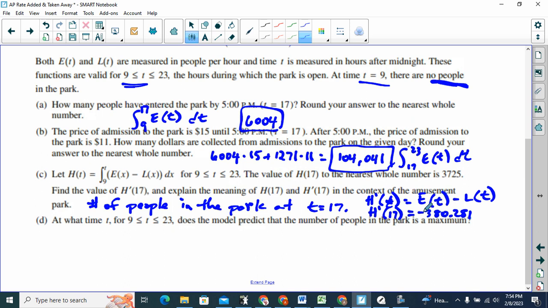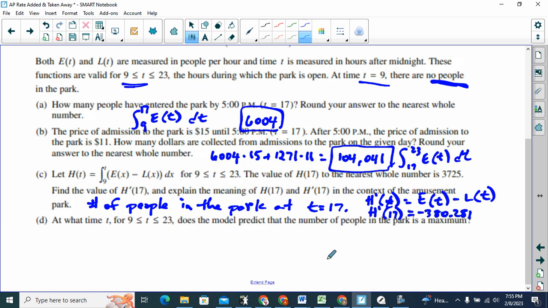Explain the meaning of that. Notice this is the rate added minus the rate removed. So at t equals 17, the overall rate of change is negative 380.281 people per hour. The number of people in the park is decreasing by 380.281 people per hour at t=17.